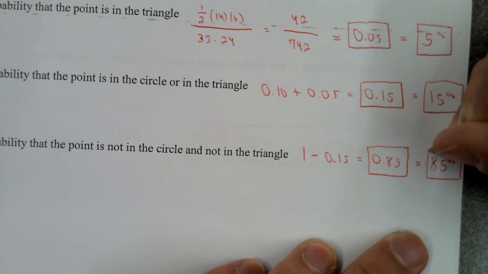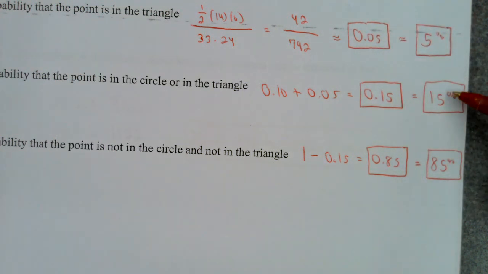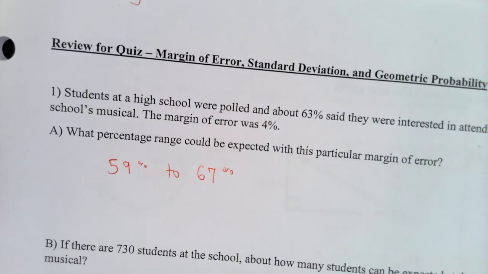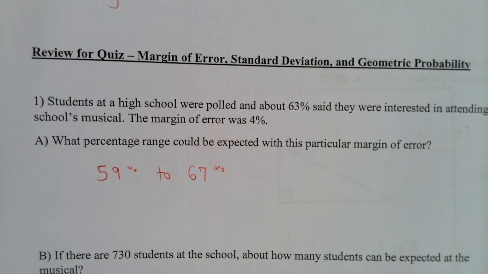Notice how part C and part D add up to 100%. The percentages and the decimals add up to 1. All right, and that's the end of that. That was the review for the quiz. It was on margin of error, standard deviation, and geometric probability.